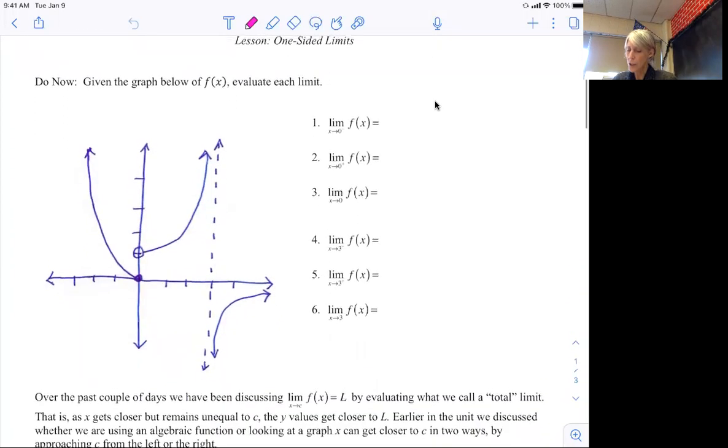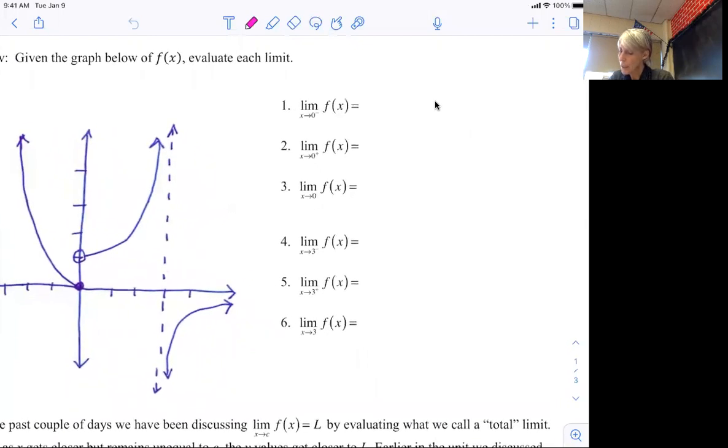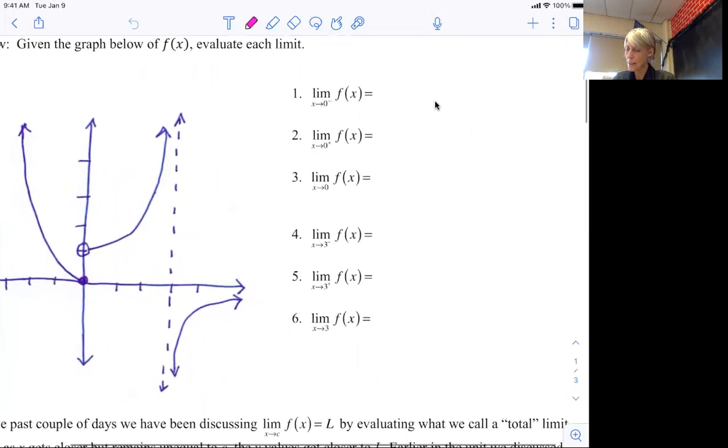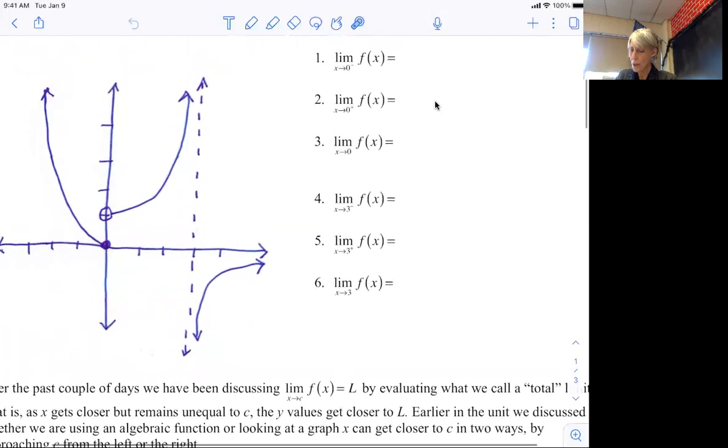So if we look at our do now, we're given the graph below of f of x, and we want to evaluate each limit. In the first instance, I want to look at the limit as x approaches 0 from the left, because that's what that little negative sign means, of f of x. So I'm going to go to the graph of my function. Here's 0. If I want to know what's happening to the y values on the graph, I'm going to look at what's happening as x approaches 0 from the left. And as x approaches 0 from the left, my y values are getting closer to 0.